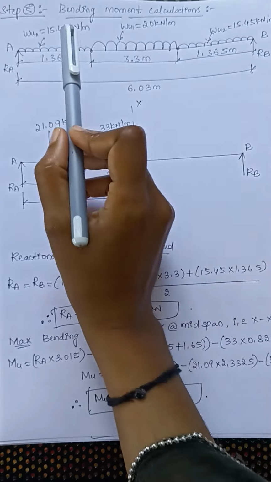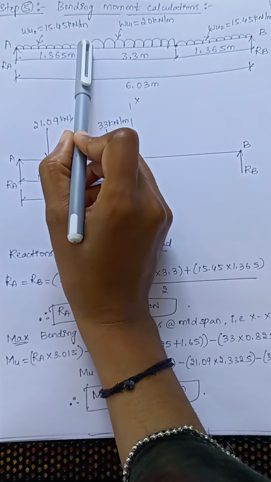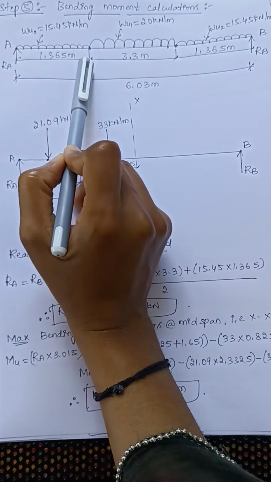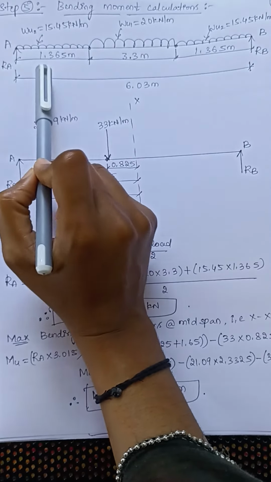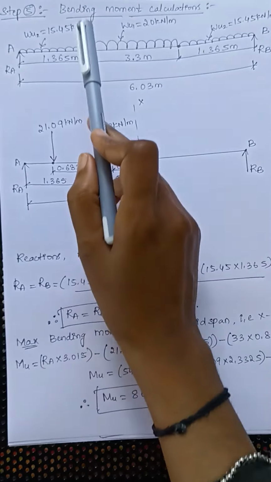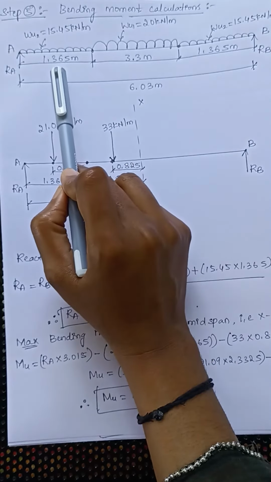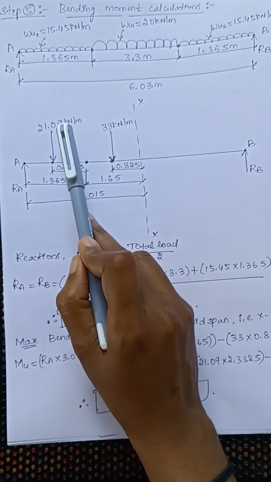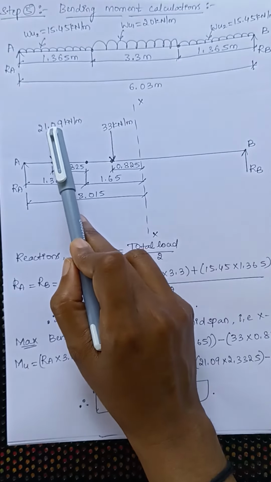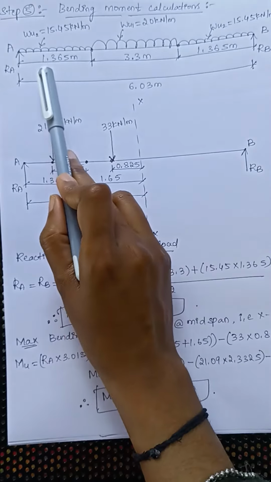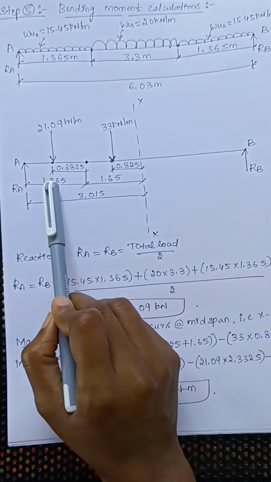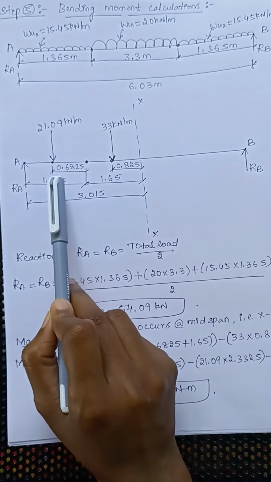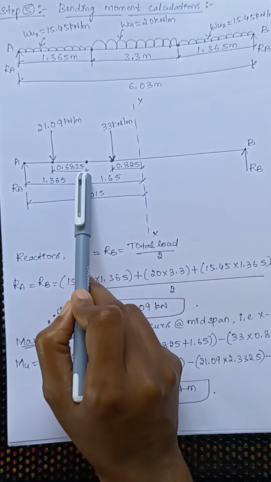Now, let us convert the first part of the UDL in terms of point load. To convert that, you have to multiply your UDL with the distance. Let us multiply 15.45 with 1.365. On multiplying 15.45 with 1.365, you get 21.09 kilonewton, and that point load will be acting exactly at the center of the span of 1.365. Center of the span means the distance of the point load with respect to the edge will be 0.6825 meters.